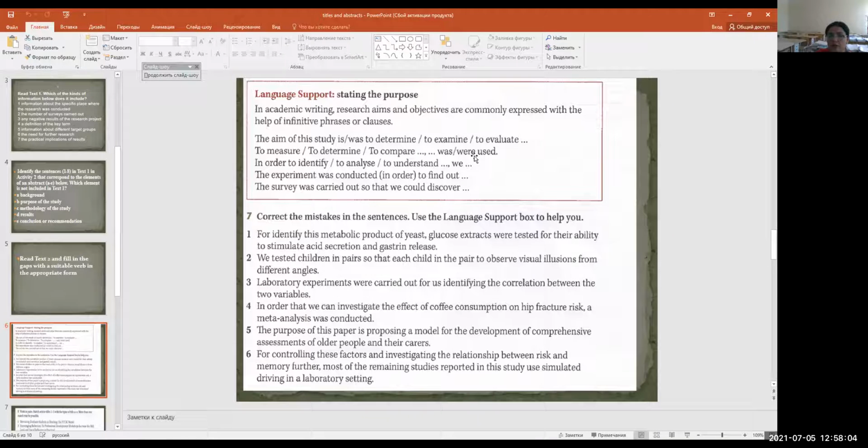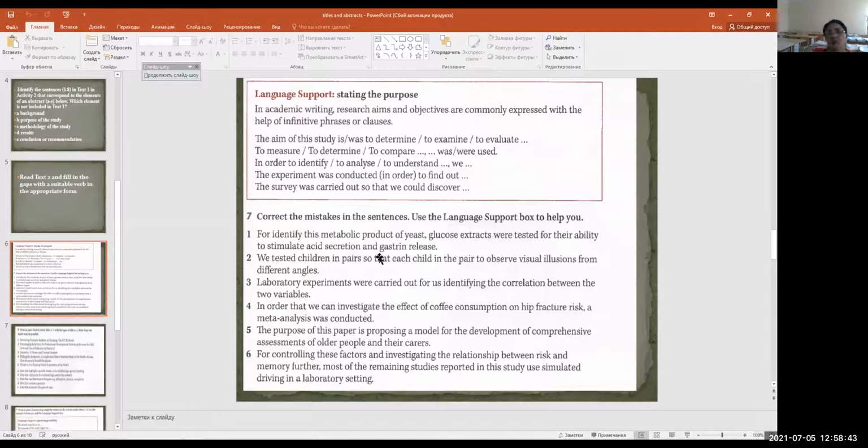So different phrases and expressions are used to express purposes and objectives. The aim of the study is, the aim of the study was to determine, the aim of the study was to examine or to evaluate, to measure, to determine, to compare. In order to identify, to analyze, to understand, the experiment was conducted in order to find out something. The survey was carried out so that we could discover something, etc.